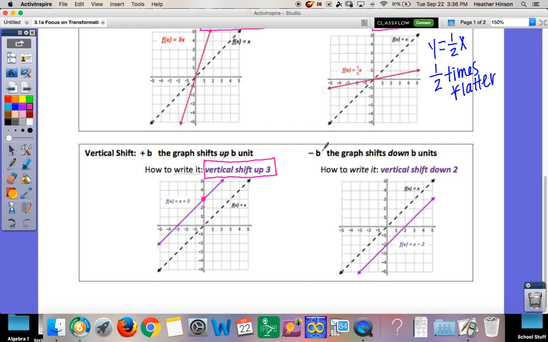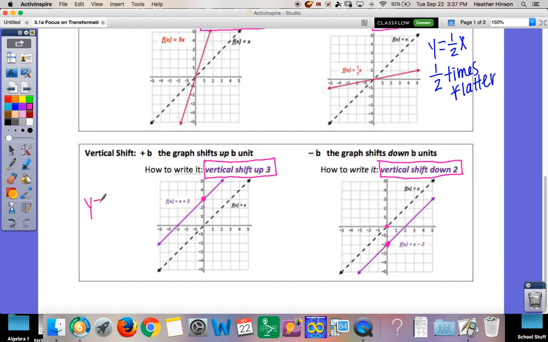If your y-intercept is negative, this is going to shift it down. So this x minus 2, instead of it starting at 0, we're going to go down 2 spots and start at negative 2. And how we write that one is vertical, because it's up and down, vertical shift down 2. So if your y-intercept is positive, it's vertical shift up, and whatever the number is. If your y-intercept is negative, it's vertical shift down 2.